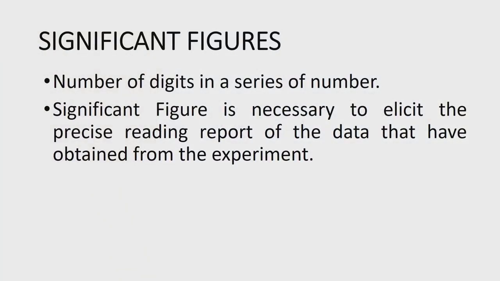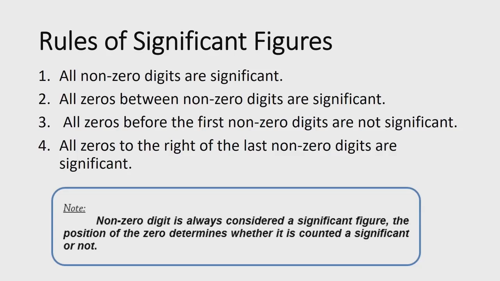So significant figures are necessary to report precisely the data obtained from an experiment. Because in some of our computations, and also in some laboratory procedures, we are obliged to express a measurement in a specific number of digits only. So knowing significant figures is very important for you to write the proper number of digits on that measurement or on that data. Now let's go to the rules of significant figures.